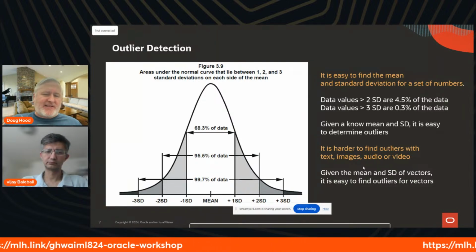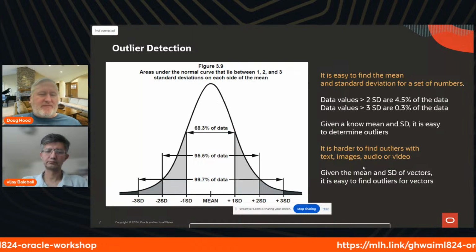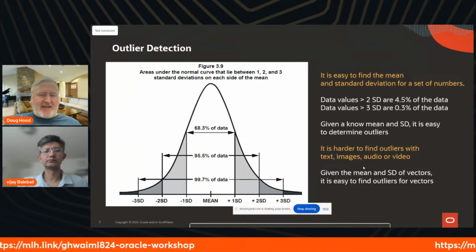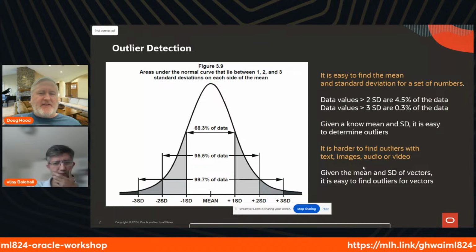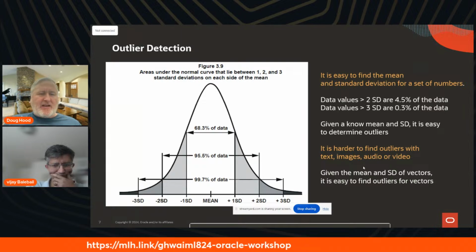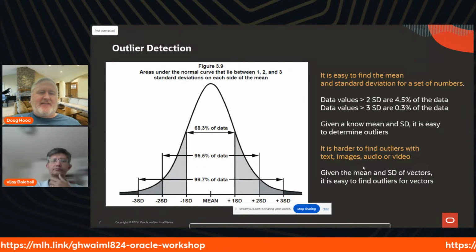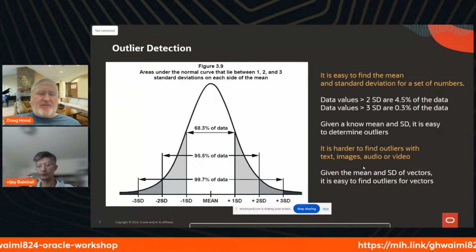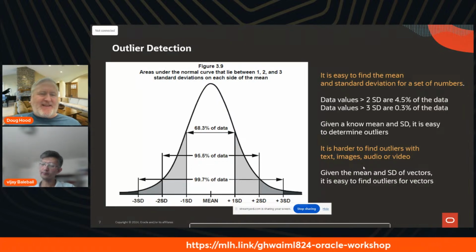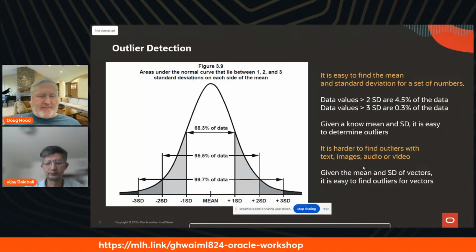But how do you do that with text, images, audio, or video? If you can encode that data into vectors and find the mean and standard deviation of those vectors, you can use these same techniques to find outliers given known thresholds which are independent of the data. So the point is, outlier detection is finding things that are not similar given some threshold. The trick is finding that threshold, and we can use standard deviation and mean to help us for that.